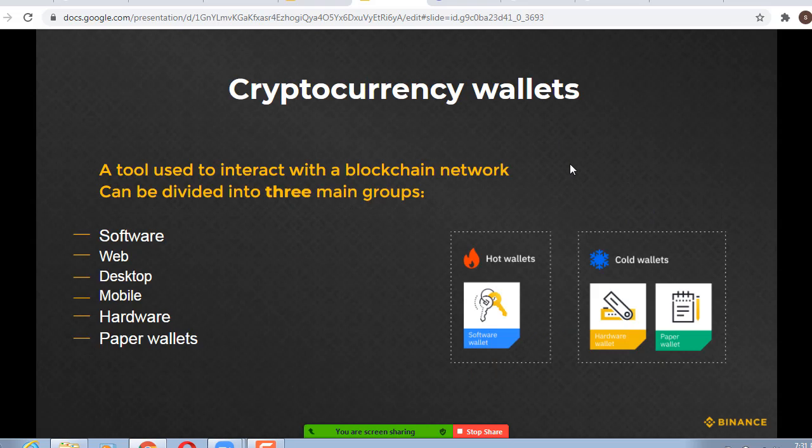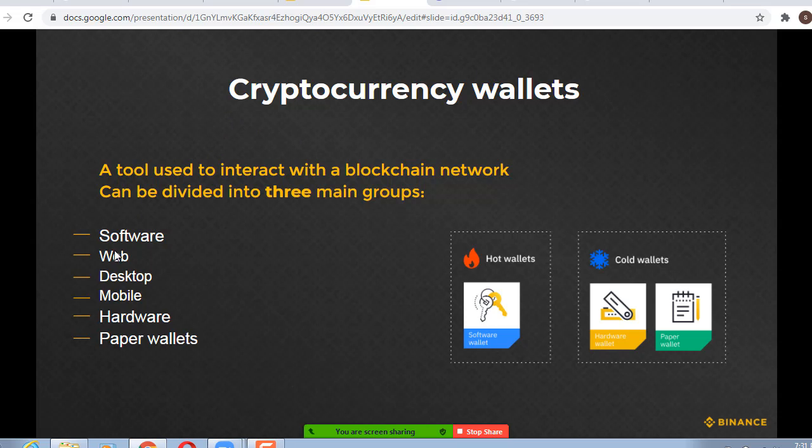Now, cryptocurrency wallets. A tool that is used to interact with the blockchain network is divided into different main groups, and this tool is called the wallet. The tool that is used to interact with the cryptocurrency, the blockchain technology, is the cryptocurrency wallet.